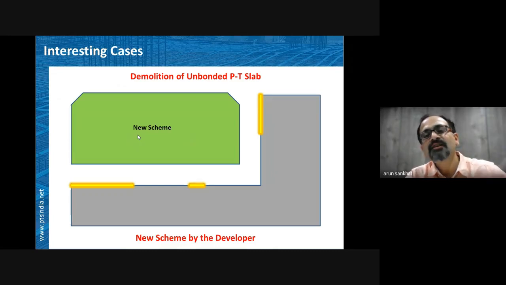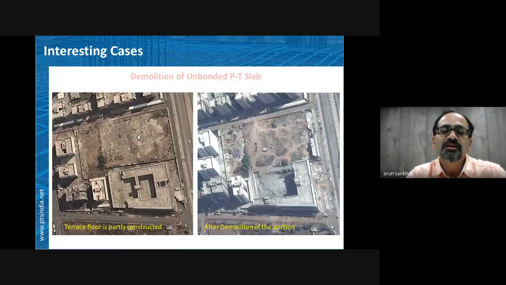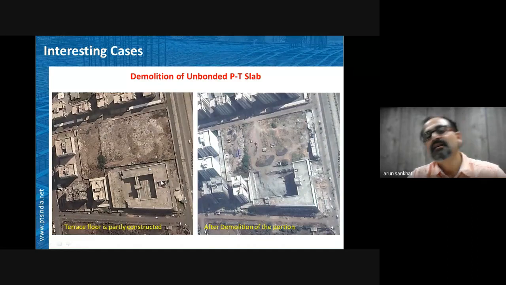Again, we are there in the new scheme for certain aspects of the PT requirements. These are the Google Earth photographs of the same. You can say that the terrace floor is partly constructed. It is under construction. This is a portion. This is a bridge. These are two openings like that. So this is the mall structure, and this is after demolition. You can see that this portion is existing. This portion is entirely demolished, including the bridges and all of this.